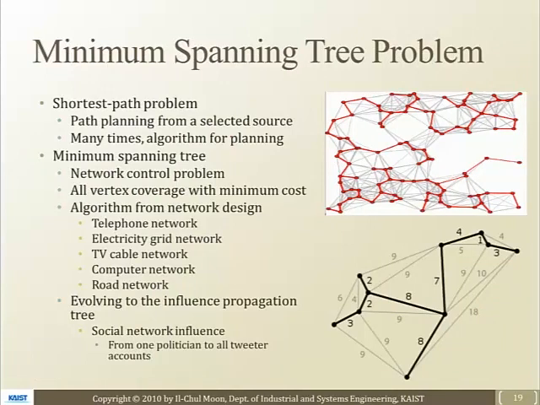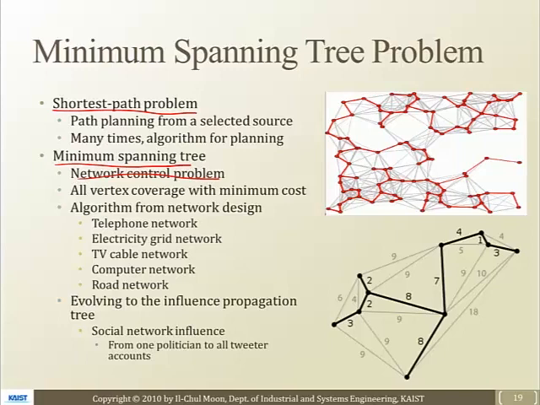Dijkstra's algorithm was the last one. The final operation that we are going to cover is the minimum spanning tree problem. In the shortest path problem, it was path planning from a selected source. The minimum spanning tree is rather than considering a single source to a destination, more about the network control problem. So if we select a certain node, how much will it cost to control all the vertices?